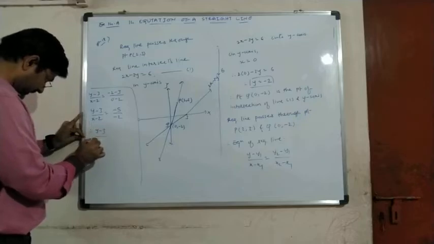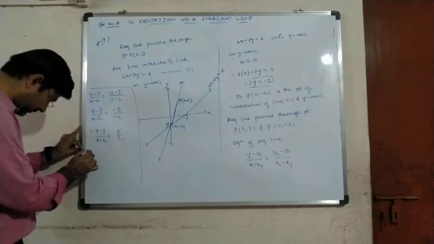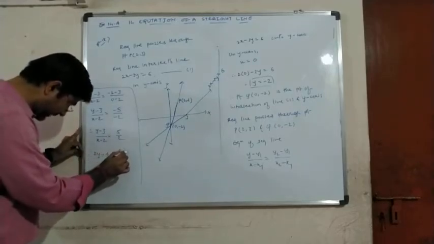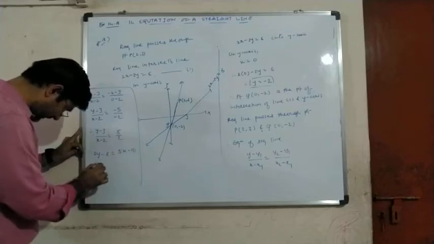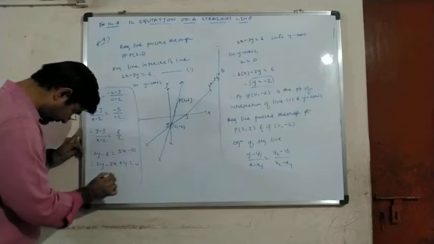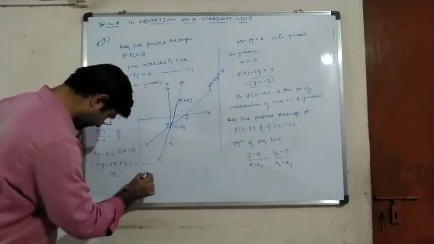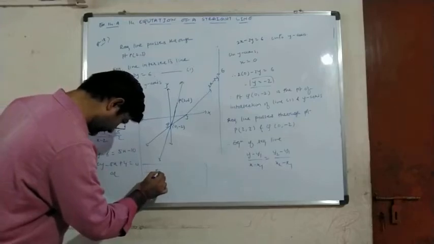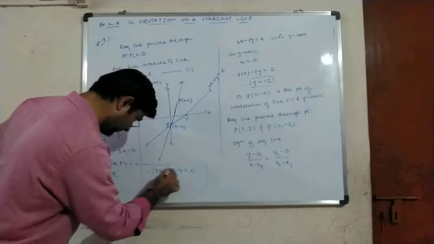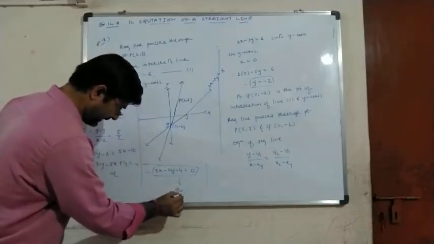Therefore (y - 3)/(x - 2) = 5/2. Now cross multiply, so 2y - 6 = 5x - 10. Therefore 2y - 5x + 4 = 0, or we can write finally 5x - 2y - 4 = 0.